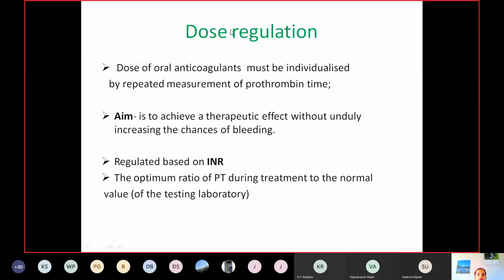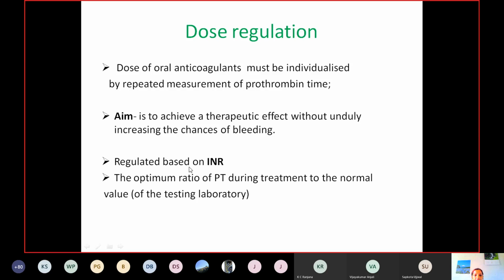What is the aim of dose regulation? It is to achieve the therapeutic effect without unduly increasing the chance of bleeding. If you do this prothrombin time monitoring, you will have an idea of the therapeutic level of warfarin. If you increase the dose beyond the therapeutic level, obviously there is bleeding. To keep the patient at the therapeutic level as well as prevent bleeding, always monitor the prothrombin time.